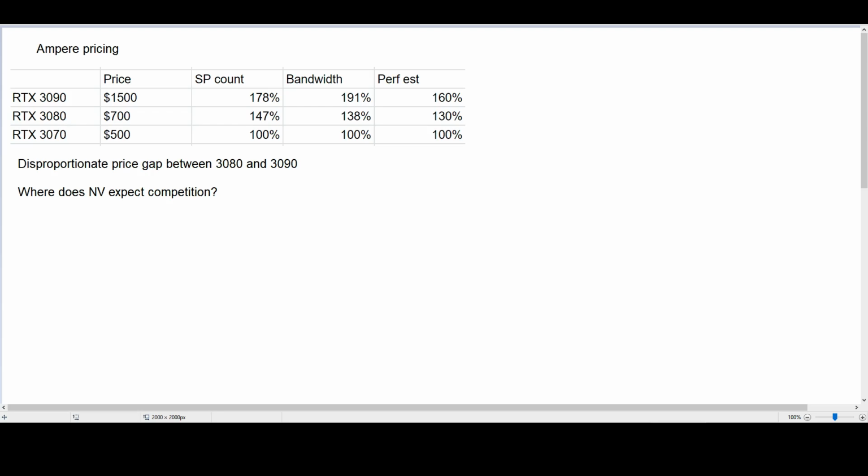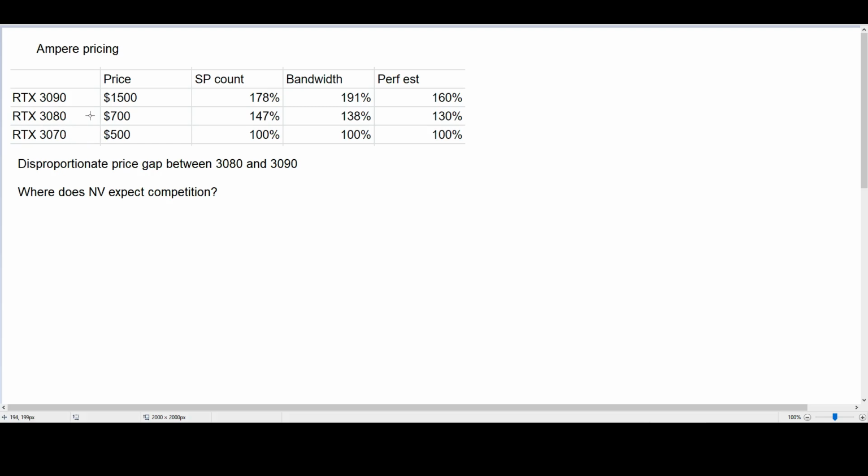Here I've got the prices for the RTX 3000 series up. And as we see, we have quite a big pricing gap between the 3080 and the 3090. And here I've got some performance estimates. I think they're a bit ambitious; they could be lower, they could be higher. But the point is that we probably see a similar performance gap between the 3080 and the 3090 as we have between the 3070 and the 3080.